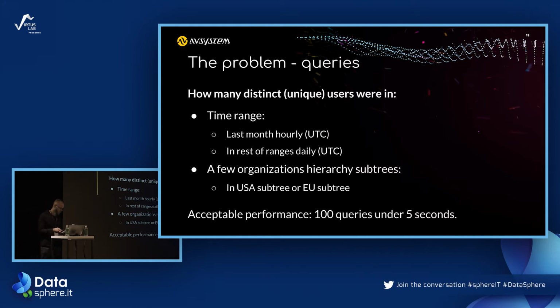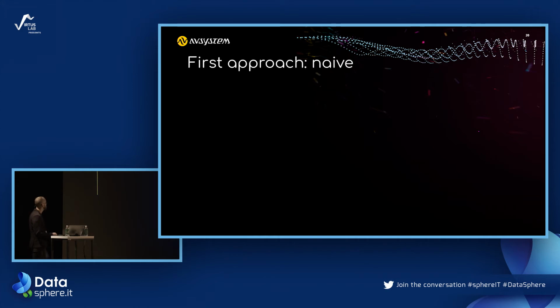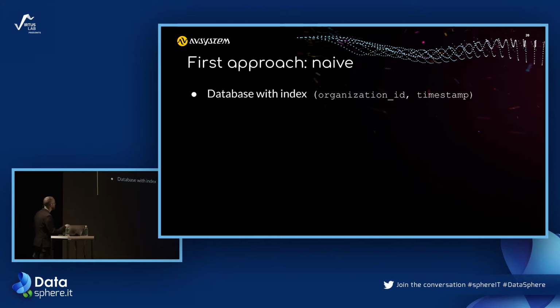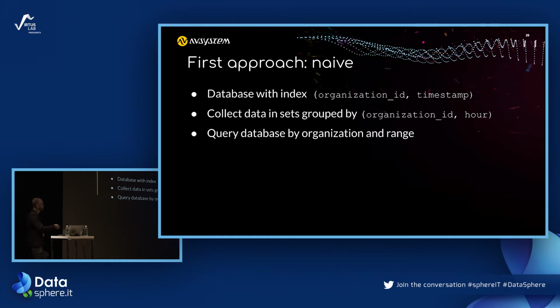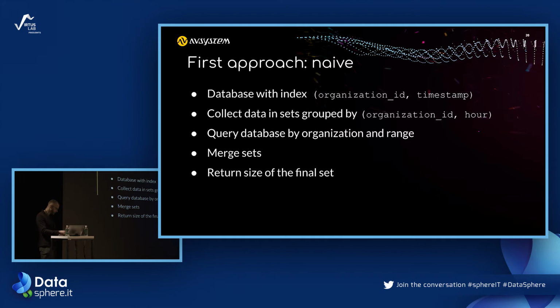So how can we solve such a problem? First approach, naive. We have a database with index organization ID, timestamp. We collect data in sets grouped by organization ID and hour. Query the database by organization and range. We retrieve sets. We merge sets. And finally return the size of the final set. Well, this approach has a lot of problems.